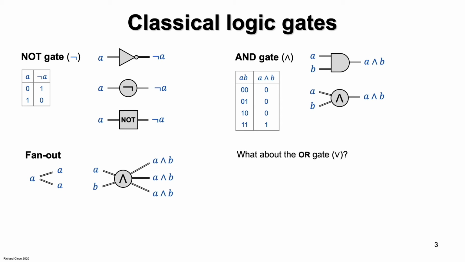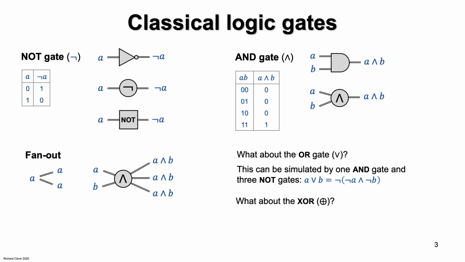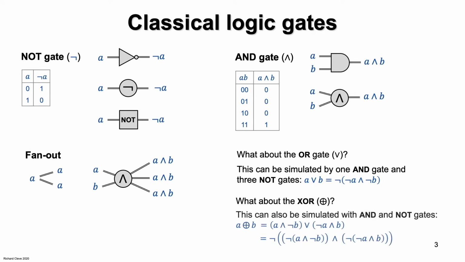What about the logical OR gate? We don't need it as one of our fundamental operations because it can be simulated by 3 NOT gates and 1 AND gate using the so-called De Morgan's law. The XOR gate, where XOR means exclusive OR, can also be simulated by AND and NOT gates.